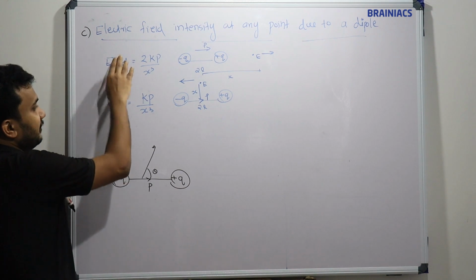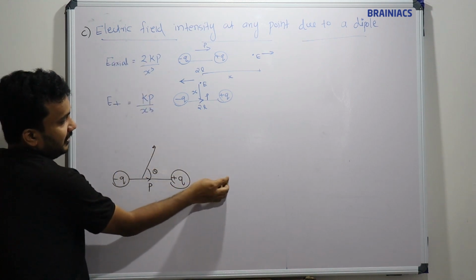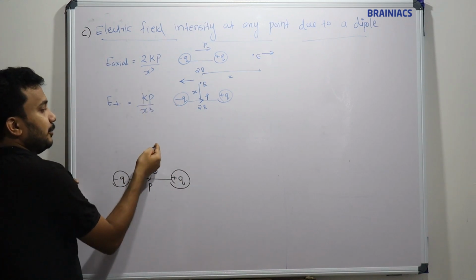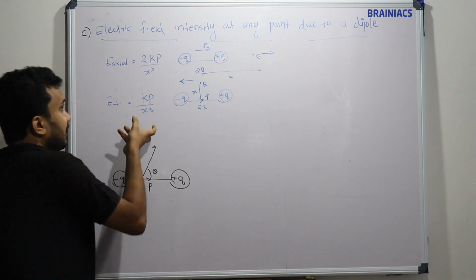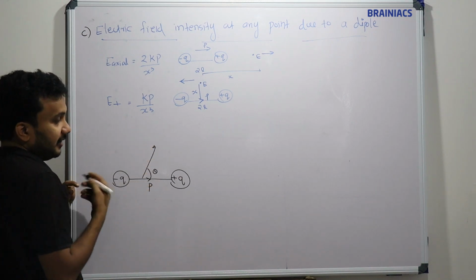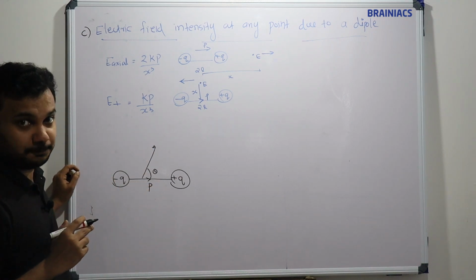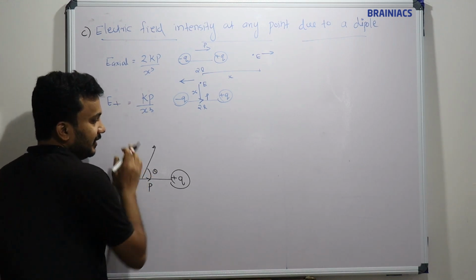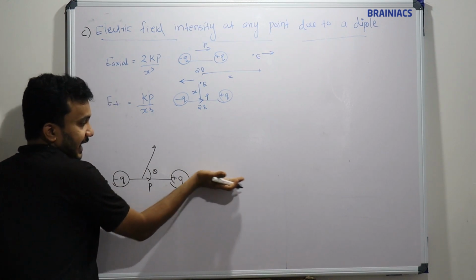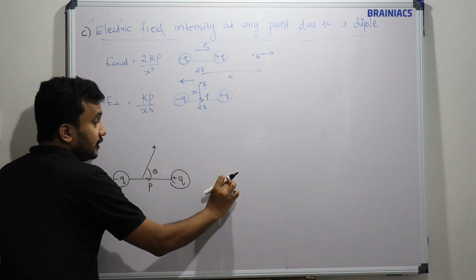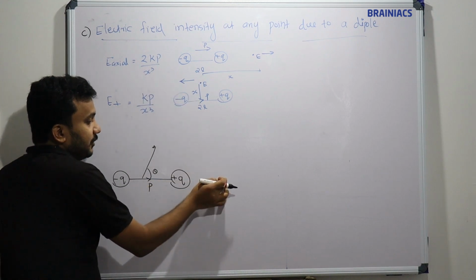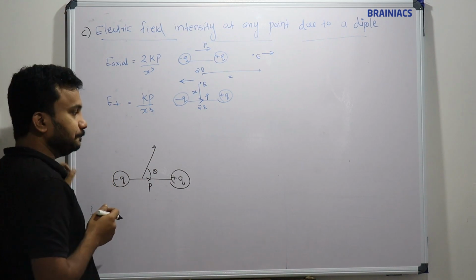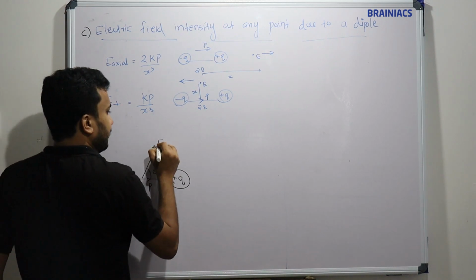If it is an axial position, then this point will come here. Then theta equals how much? 0 degrees. If it is a perpendicular point, what is the value of theta? Electric field and dipole moment are in opposite directions, and theta will be equal to 90 degrees. So for an axial point theta equals 0, and for a perpendicular or equatorial point theta equals 90 degrees. Here we are going to find the electric field intensity.